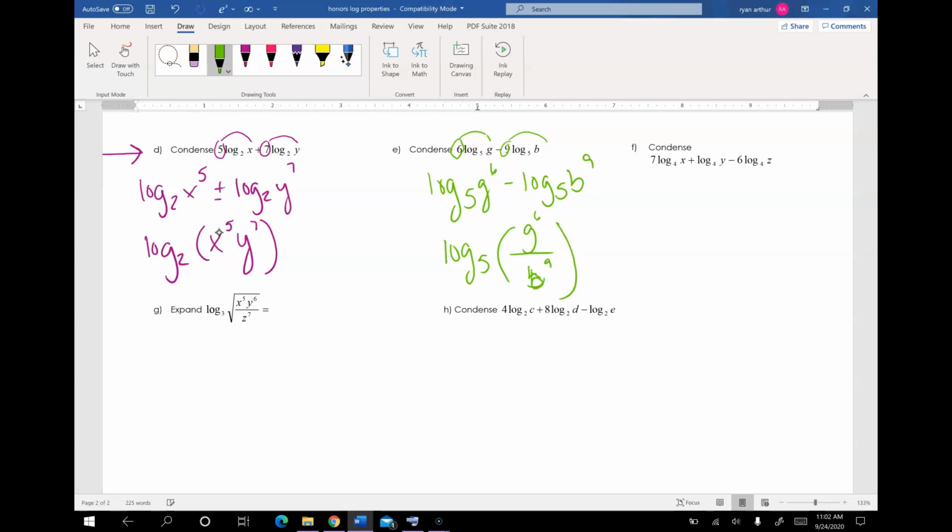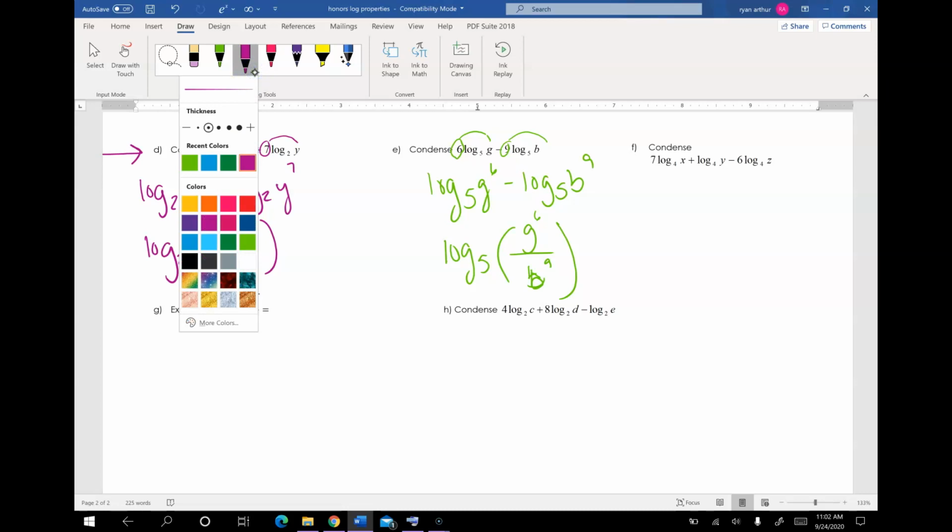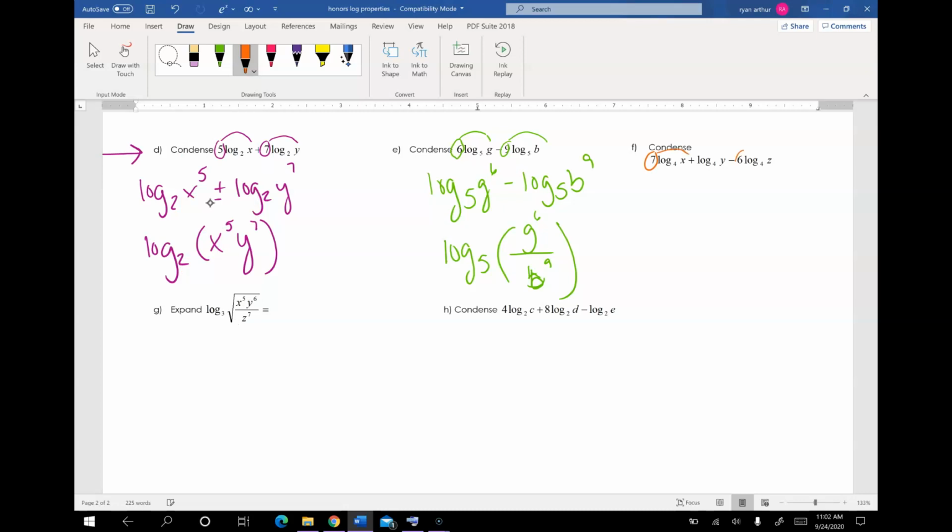All right, next one. The next one's a mixed one. It's got some adding and it's got some subtracting in it, okay? So this one, we are going to just do it in the order you see it, okay? First, you got to handle the numbers in front of log. So those are going to become exponents, okay? So now I have log base 4 of x to the 7th plus log base 4 of y minus log base 4 of z to the 6th, all right?